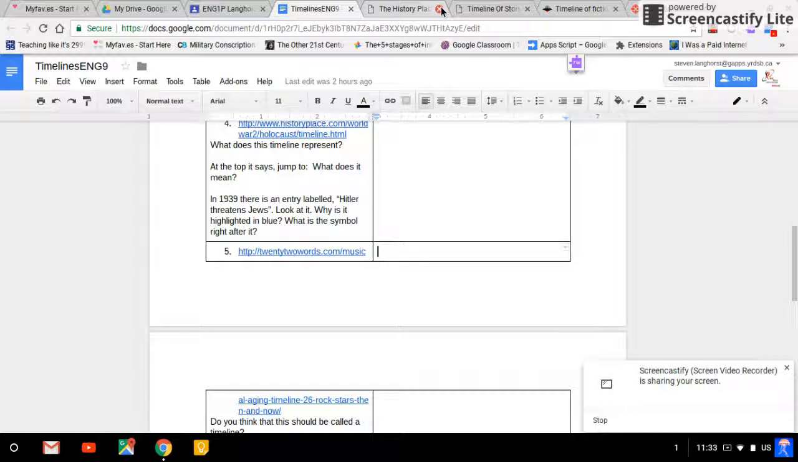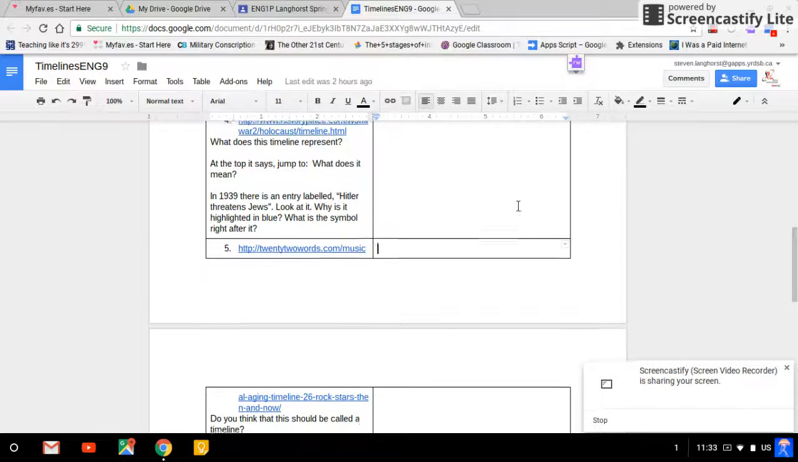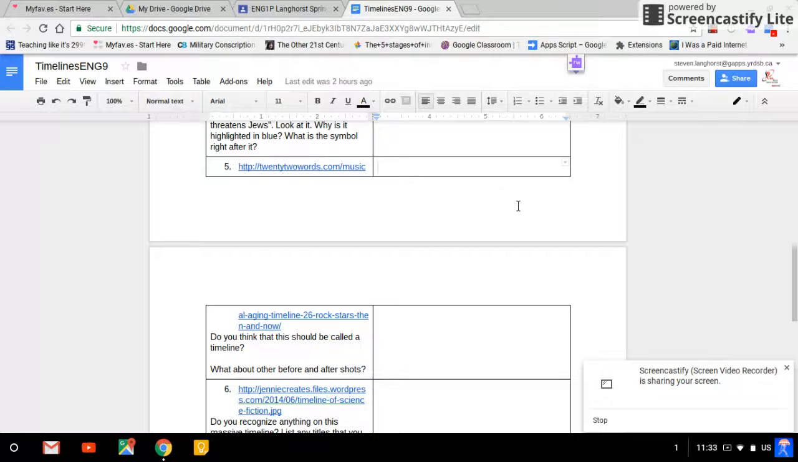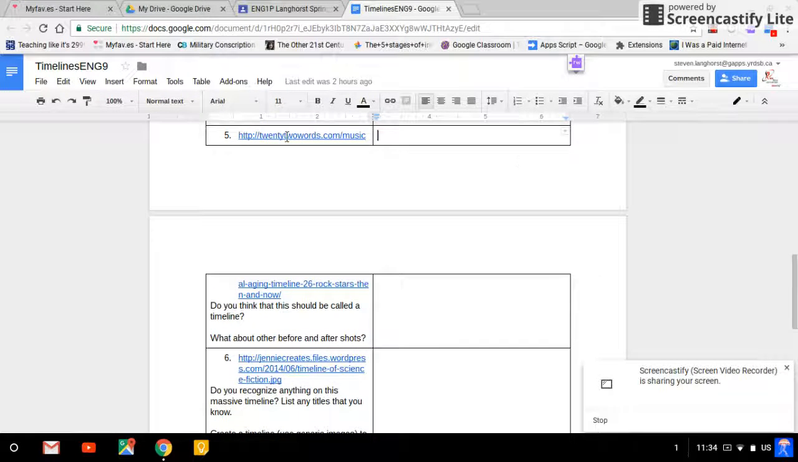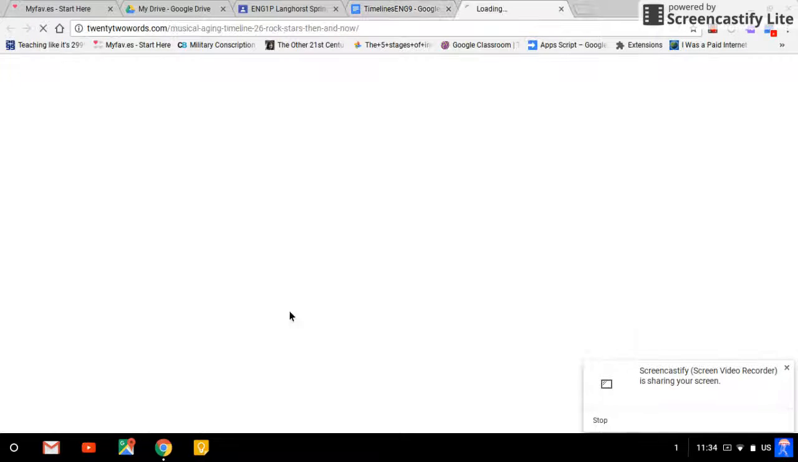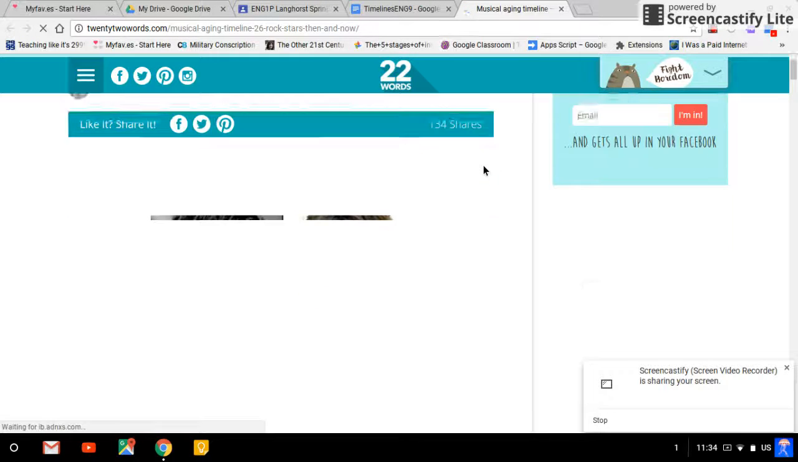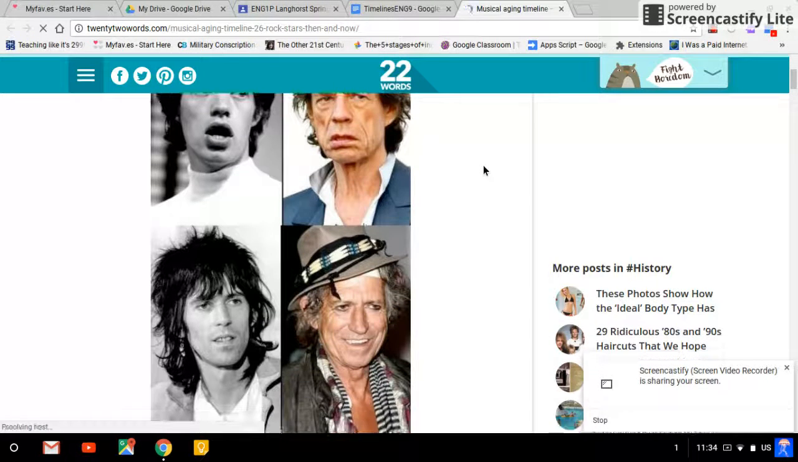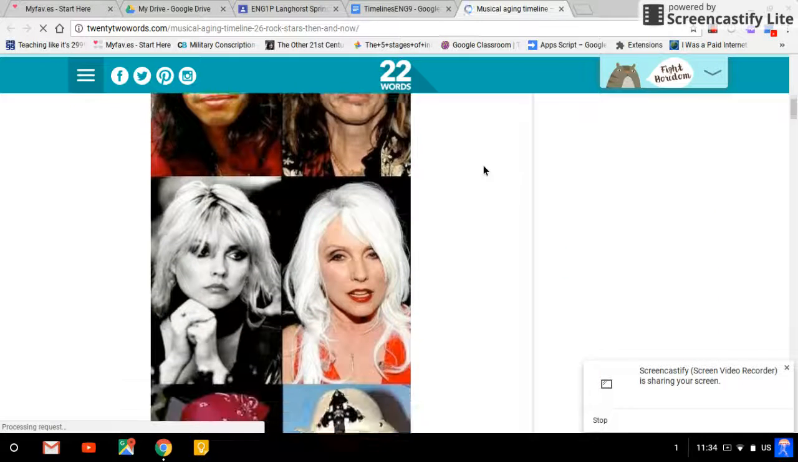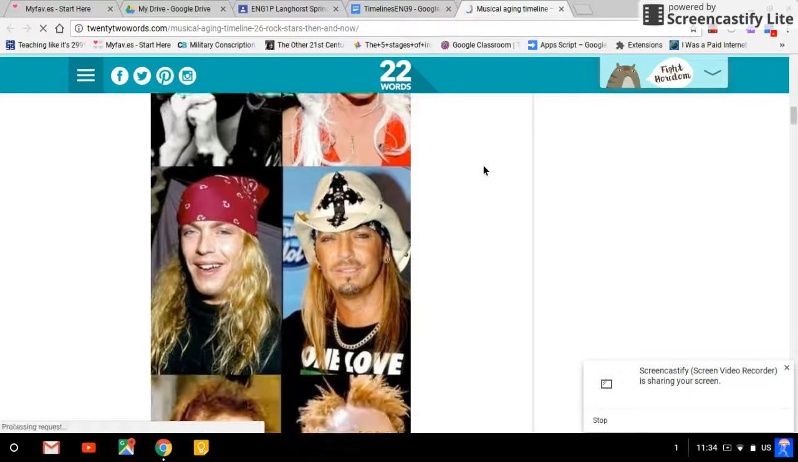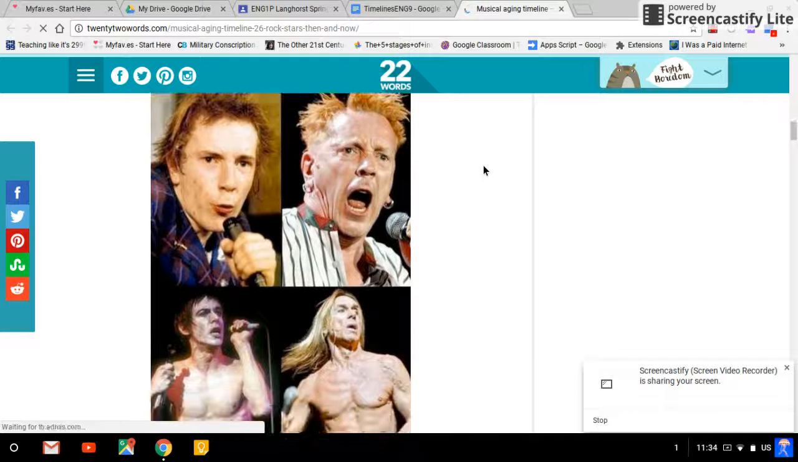that timeline is another one to look at in some detail. Again, all of this stuff we're doing here is to get you better acquainted with various graphic texts. Timeline is a really significant and important one. This one here is interesting. It gives you a musical aging timeline. It gives you pictures of rock stars before and after, I suppose, or when they were most popular, when they started off, and what they look like now.